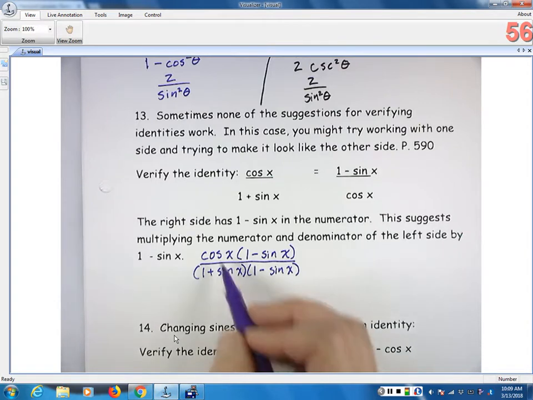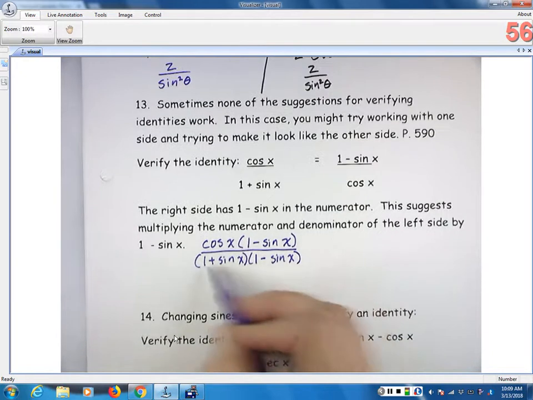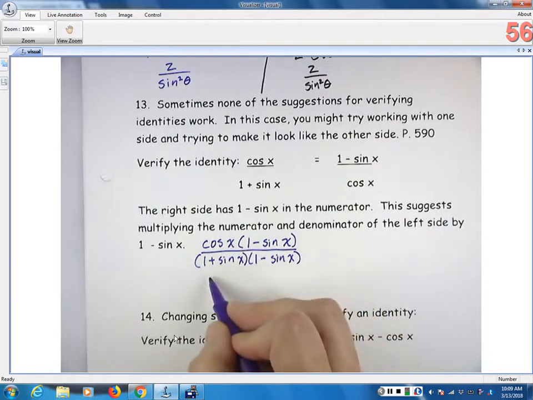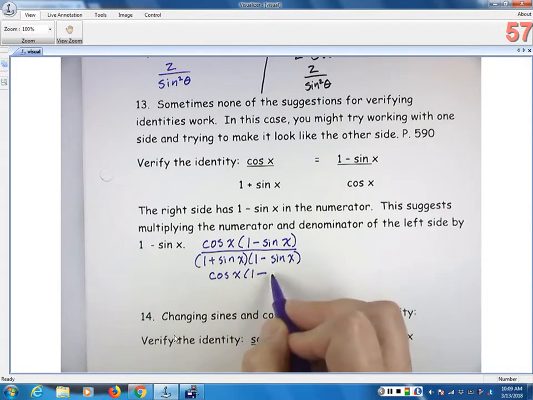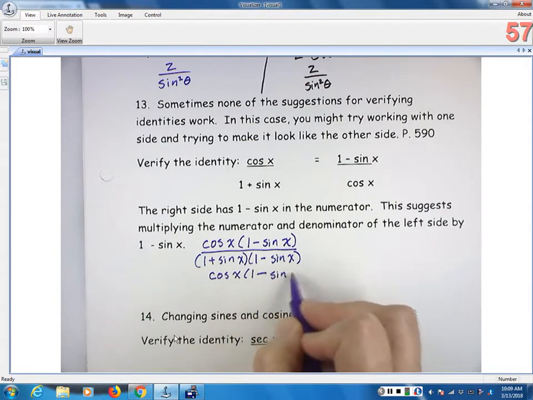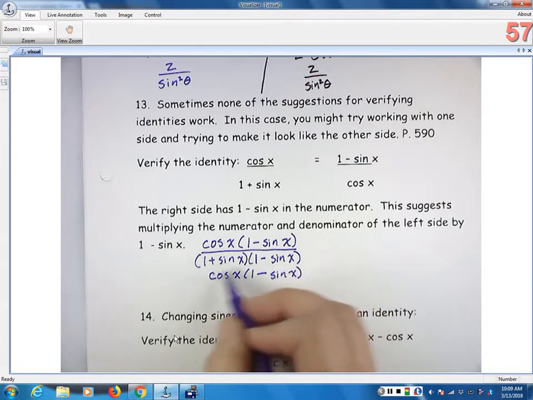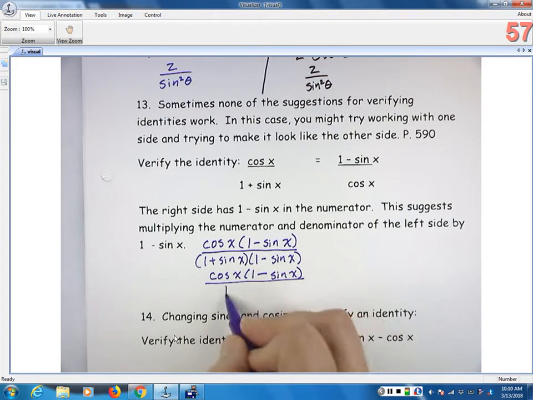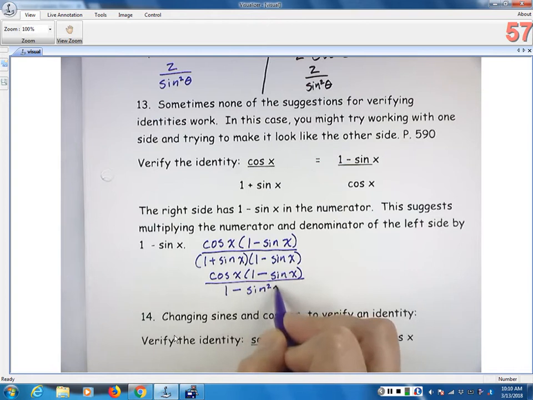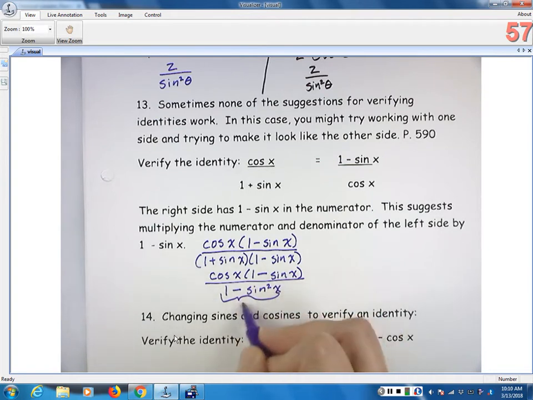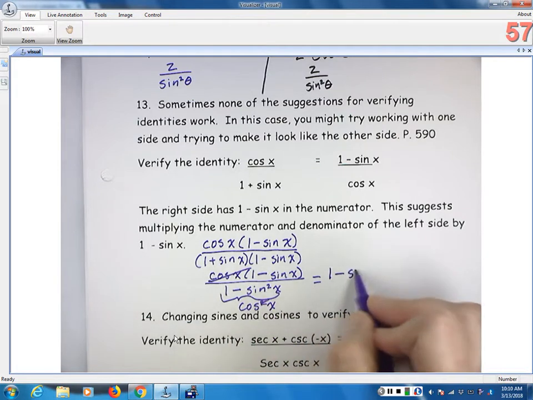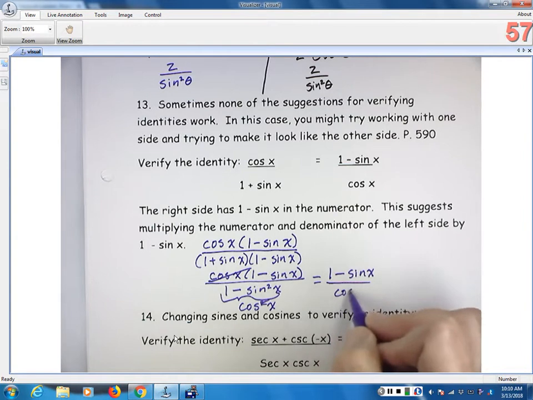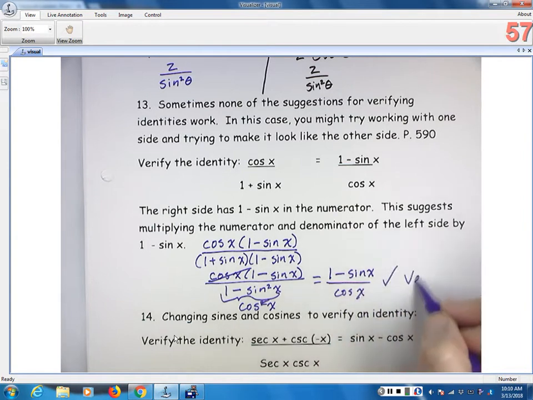I don't distribute this because I'm going to multiply the numerator here, and I'm going to get cosine x. I'm not going to multiply the numerator; I'm going to multiply the denominator. If you FOIL it, the middle terms cancel. So you get 1 minus sine squared x, which equals cosine squared x. And so we cancel one of the cosines. So we get 1 minus sine x over cosine x. Verified.